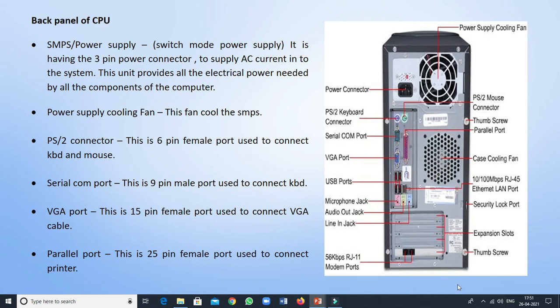And these are the expansion slots. Clear? And here the RJ11 modem port is there, related to 56 kbps, and this one is your 10 or 100 Mbps RJ45 Ethernet connector. Here you have to connect the LAN, and this one is for connecting the modem. And there are some screws, which are also called thumb screws.